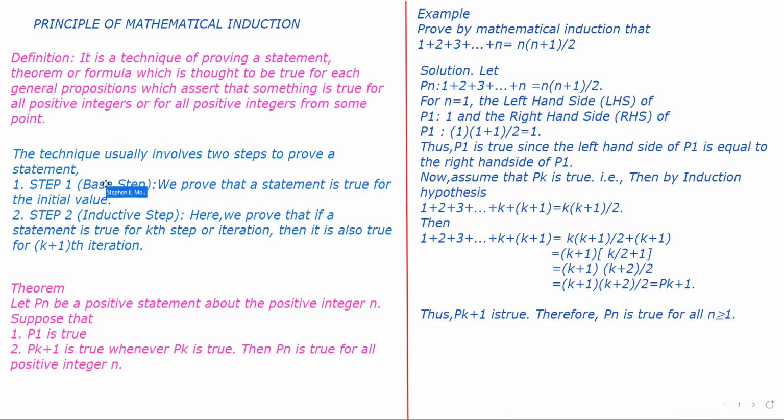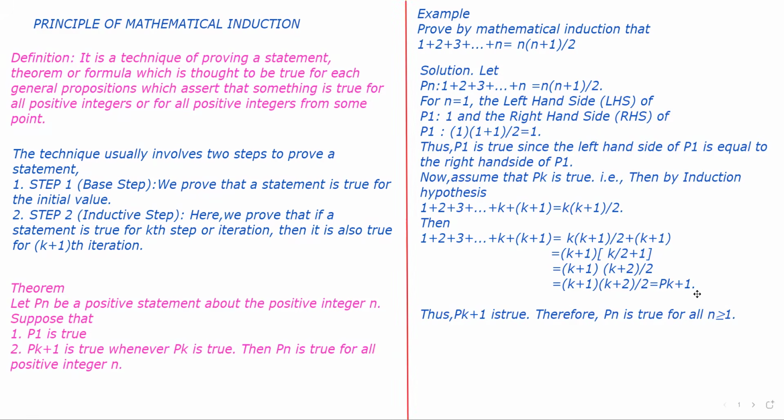So what is the definition? It is a technique of proving a statement, theorem or formula which is thought to be true for each general proposition, propositions which are said that something is true for all positive integers or for all positive integers from some point. This is the part that is really interesting, that it may be true from some point. So one has to consider that as well.